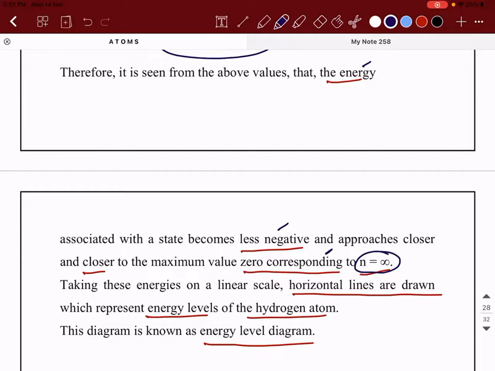So taking the energies in a linear scale, horizontal lines are drawn which represent the energy levels of the hydrogen atom. And this diagram is what is called the energy level diagram.